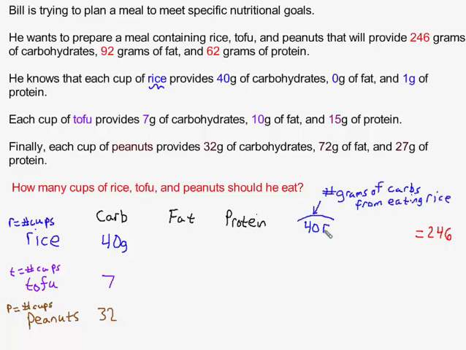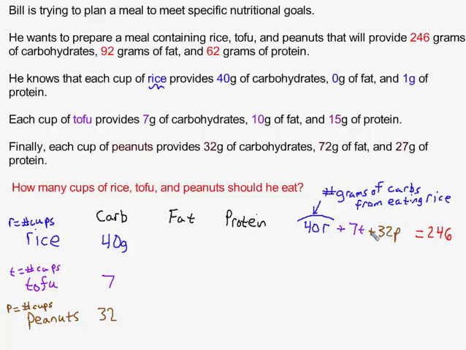If you get that 40r is indeed the correct expression for the number of grams of carbs he gets from eating rice, then the rest of the problem follows in a very similar way. You simply repeat the logic and say, well, in addition to getting carbs from eating rice, he gets carbs from eating tofu. In fact, he gets 7 grams of carbs per cup times the number of cups of tofu that he eats, which is t. And then finally, in addition to that, he also gets carbs from eating peanuts. In fact, he gets 32 grams per cup times p cups. And this expression would be the amount of carbs he gets from eating peanuts.